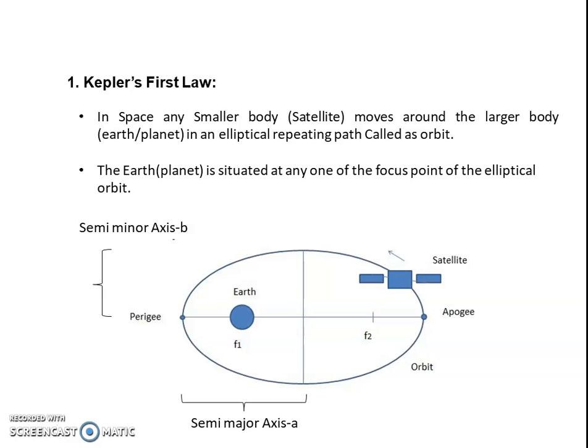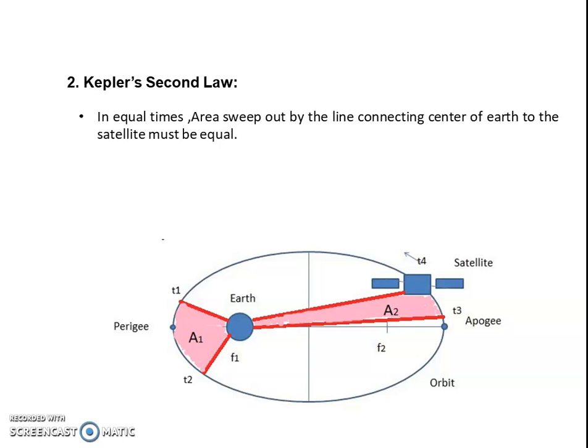Now let us move towards Kepler's second law. Kepler's second law defines that the satellite sweeps out equal area in equal time in its orbit, or we can say the area swept out by the line connecting the center of the Earth and the satellite must sweep out equal areas in equal time.